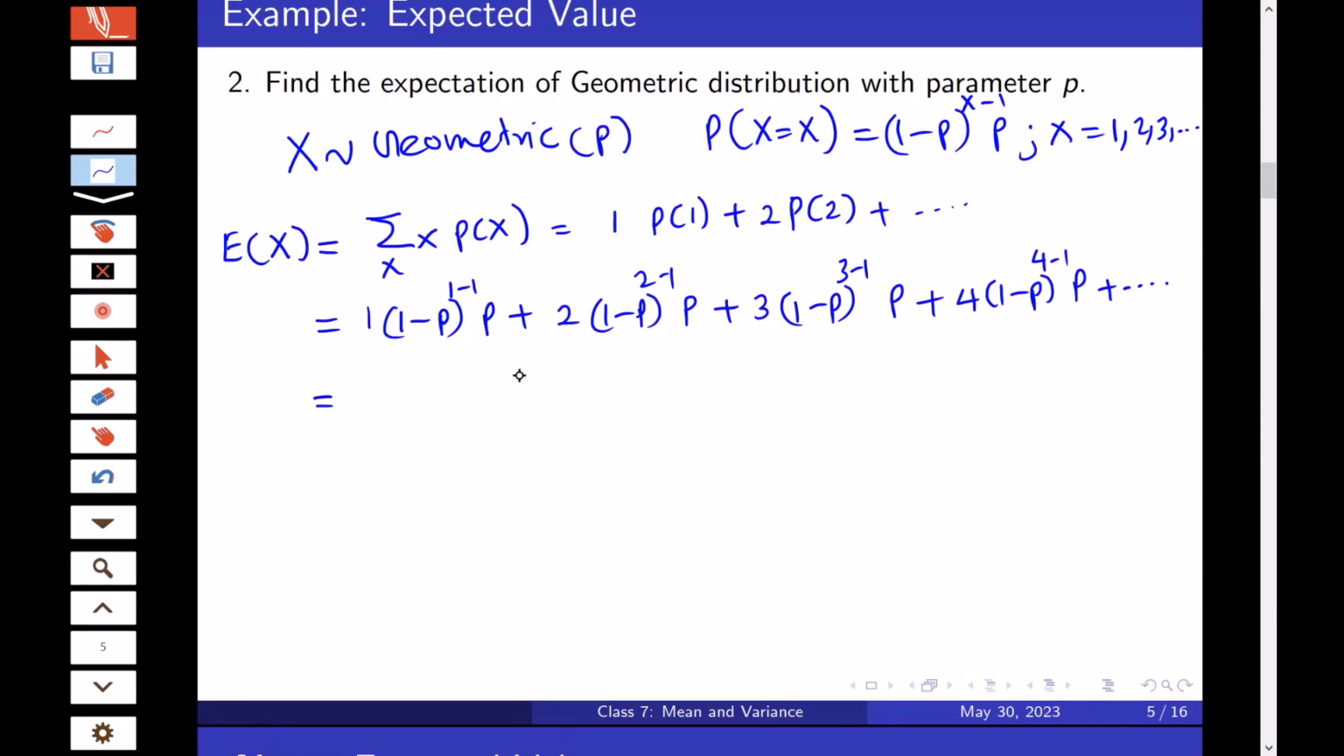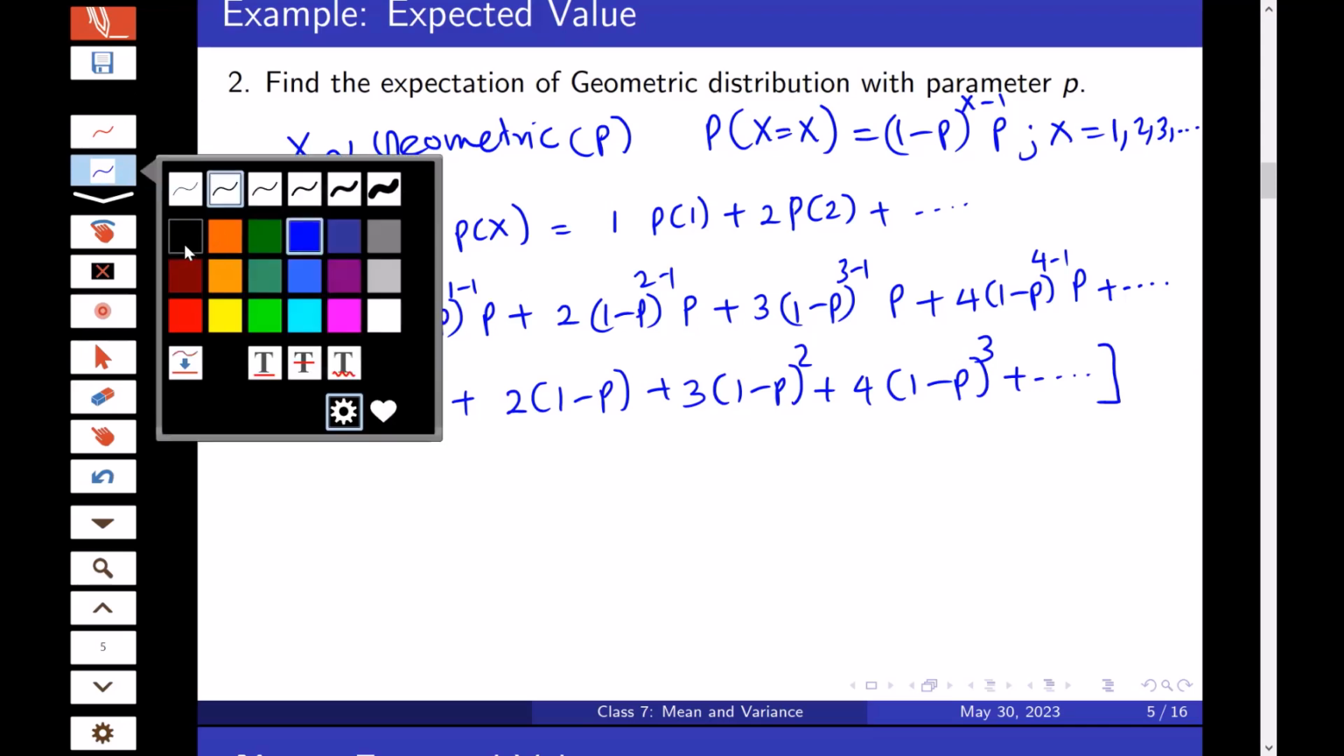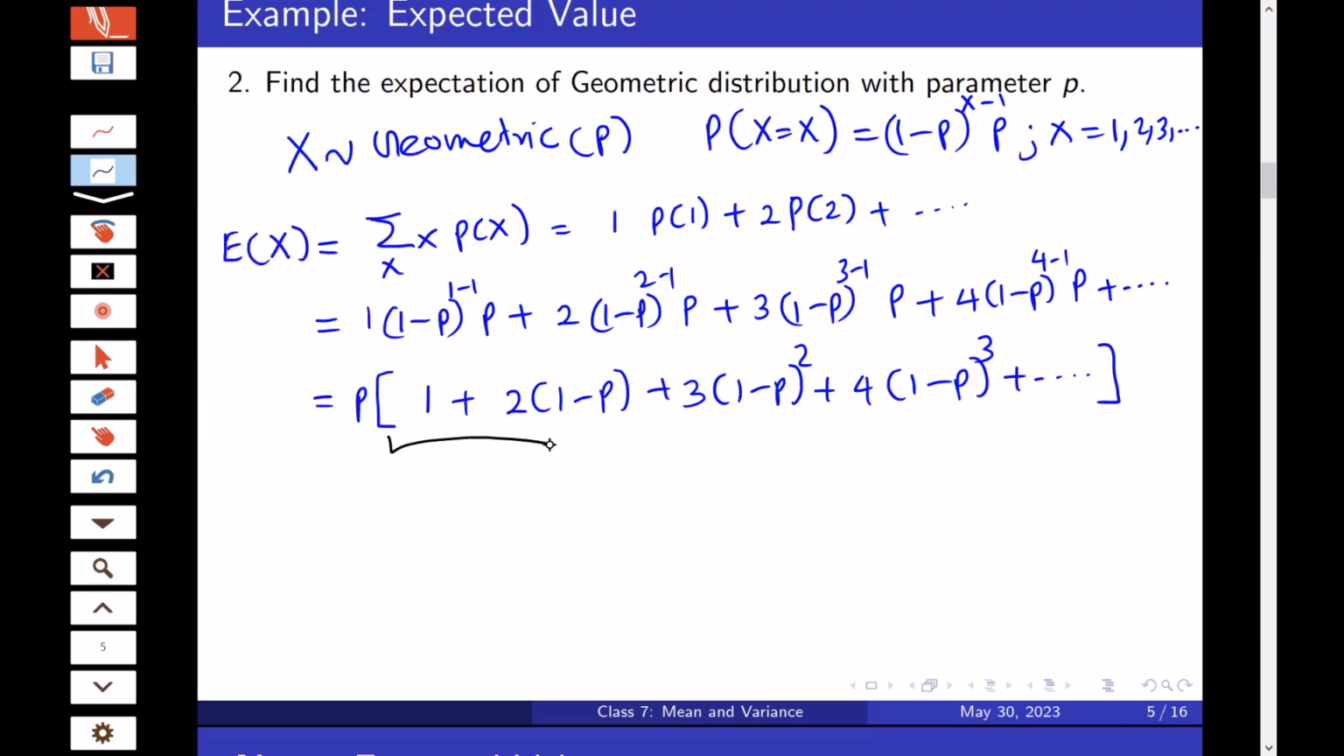Now let's simplify. Each term has p in common, so I'm going to take p out. Here, if I simplify, I just get 1. The second term is 2 times (1 minus p), then 3 times (1 minus p) squared, 4 times (1 minus p) cubed, and so on to infinity. This is an expression with an infinite number of terms, so I will denote it by S infinity.